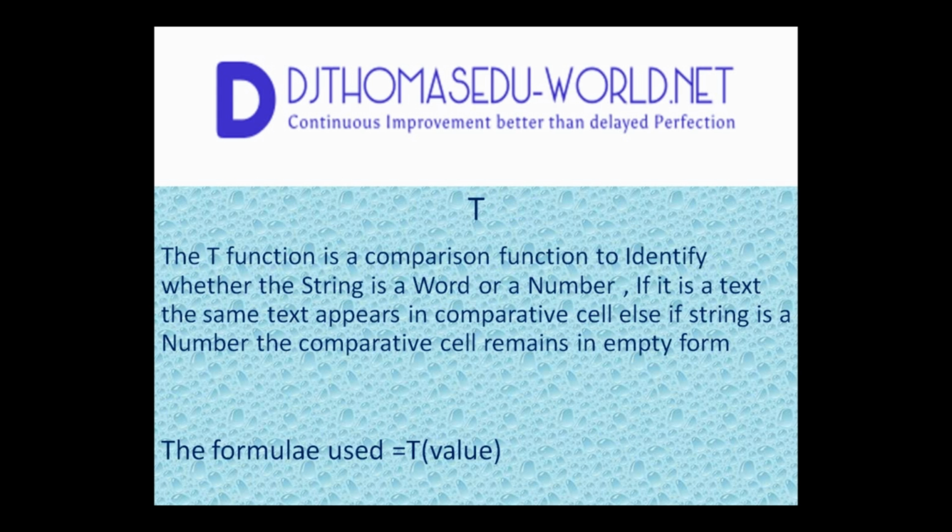Moving on to the next Excel text function, T. The T function is a comparison function to identify whether the string is a word or a number. If it is text, the same text appears in the comparative cell; if the string is a number, the comparative cell remains empty. The formula used is equals T, select the cell and the value.